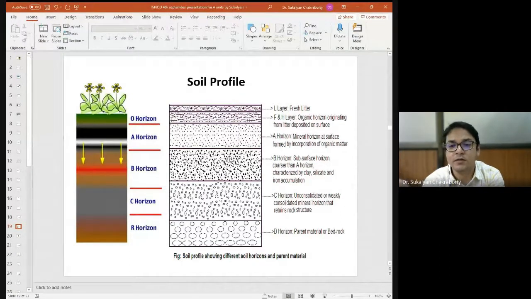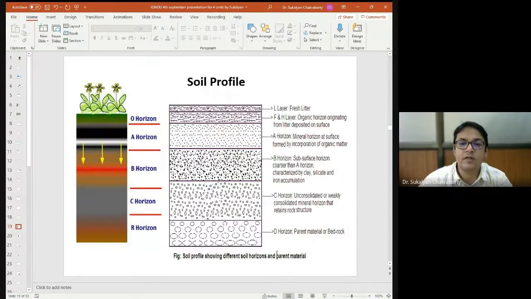Then you have the B horizon, having coarser particles, characterized by clay, silicate, and iron accumulation. So mineral content increases, and organic matter content decreases here. The C horizon is again unconsolidated, just broken down from the parent rock. So the unconsolidated or weakly consolidated horizon is the C horizon. And finally, the last one is the rocks, that is the D horizon, the parent material or bedrock. So if you see a transverse or longitudinal section of the soil from top to bottom, it comprises these layers, these horizons.